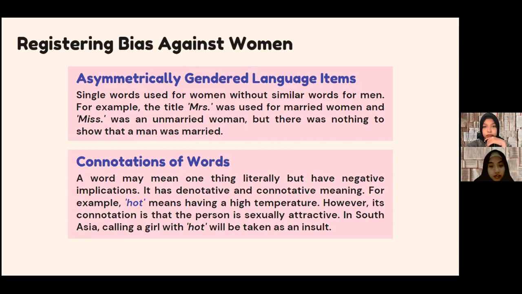And the last is connotation of words. A word may mean one thing literally, but have a negative implication. It has denotative and connotative meaning. For example, hot means having a high temperature. However, its connotation is that the person is sexually attractive. In South Asia, calling a girl hot will be taken as an insult.